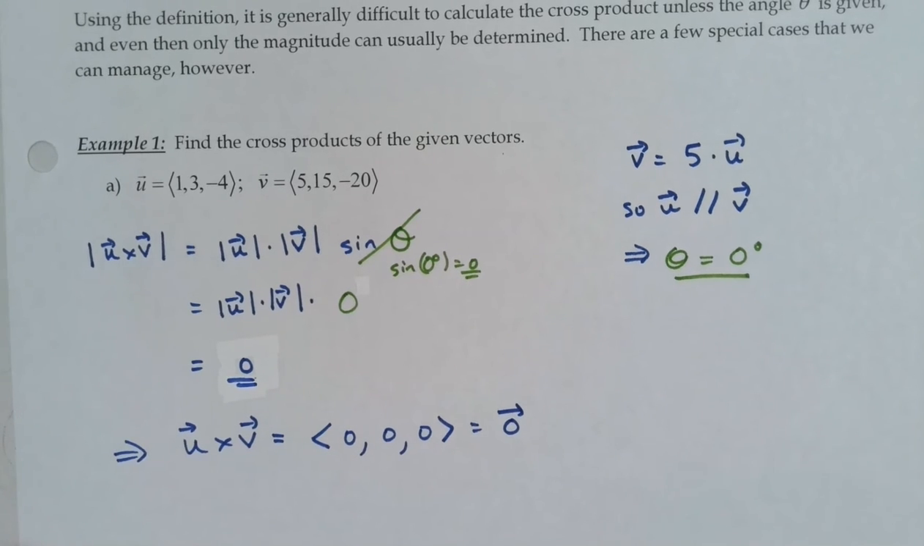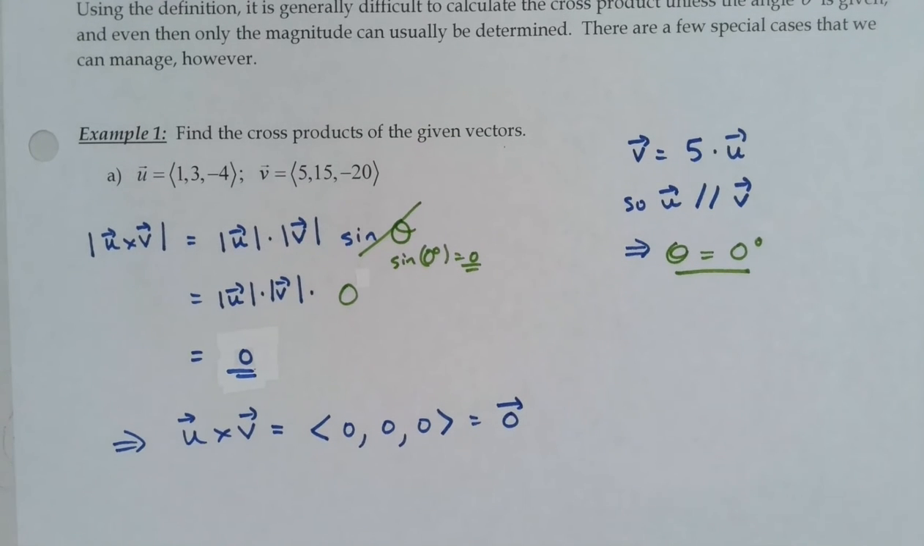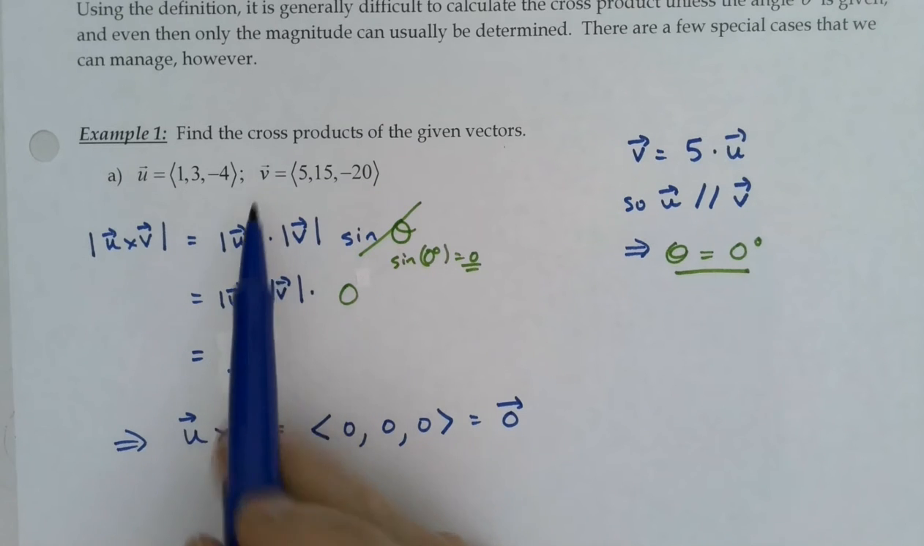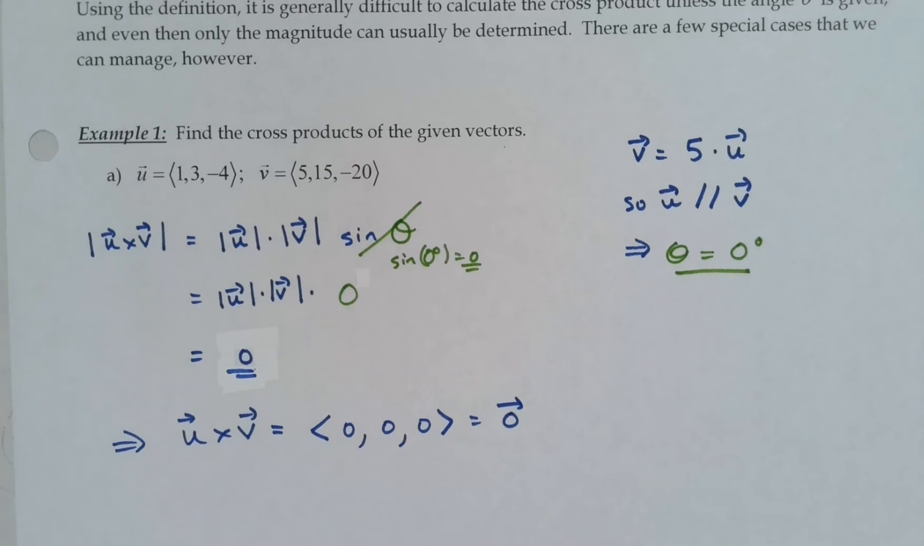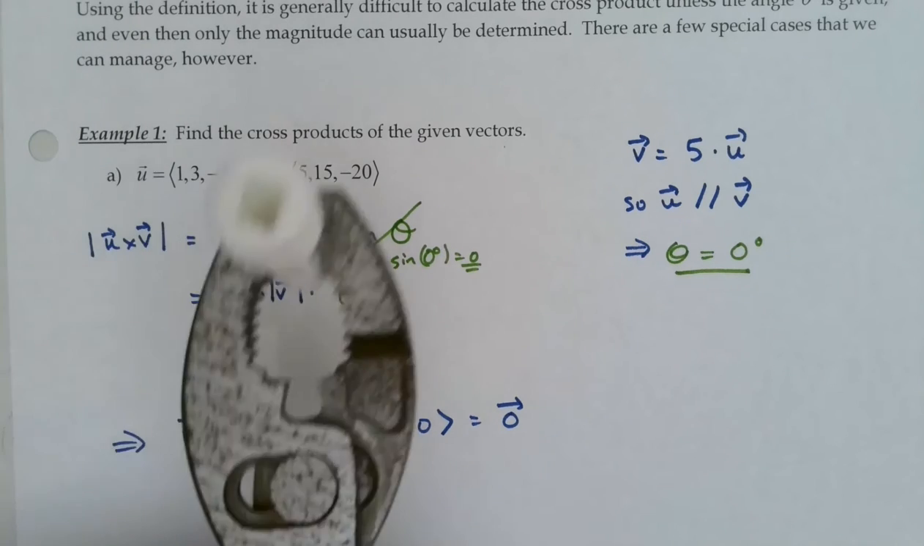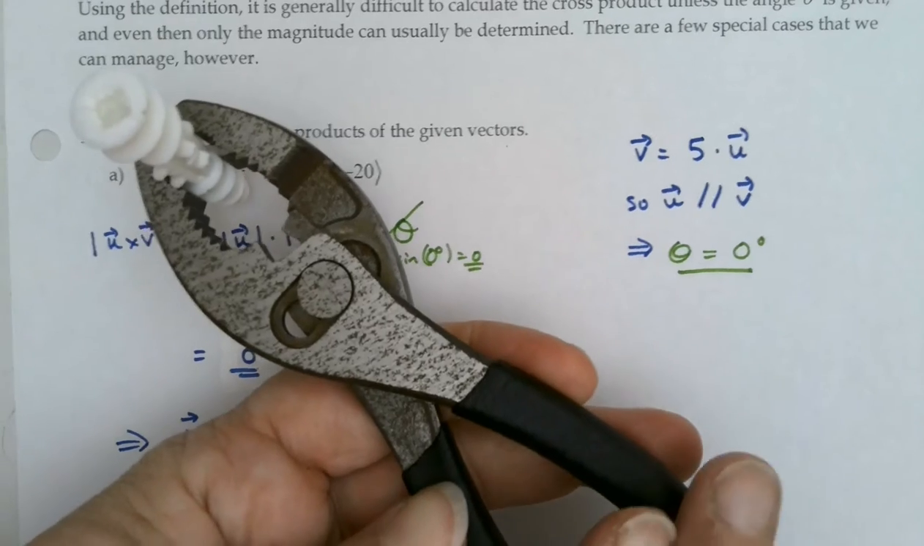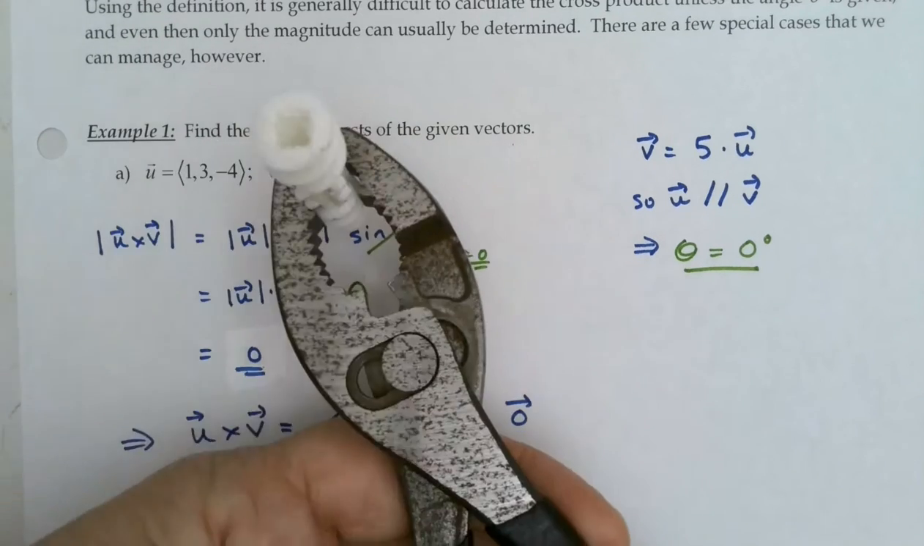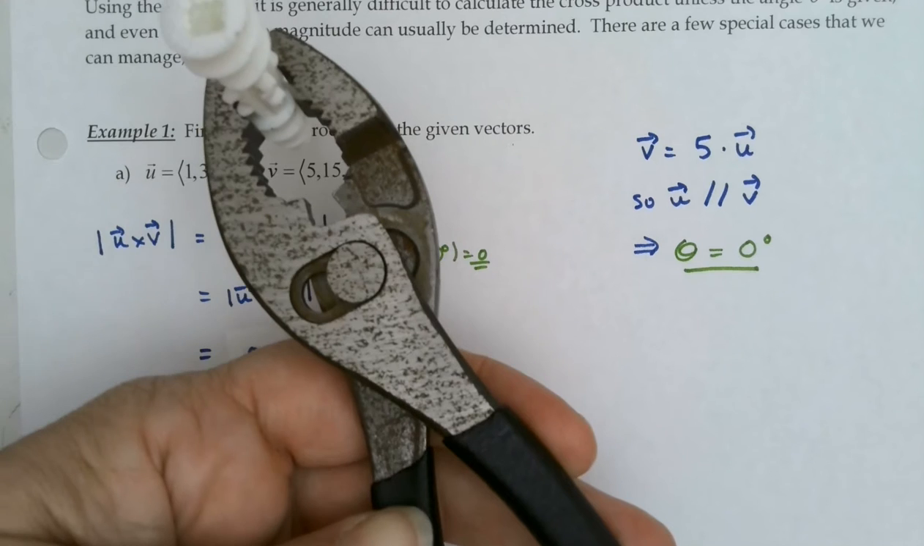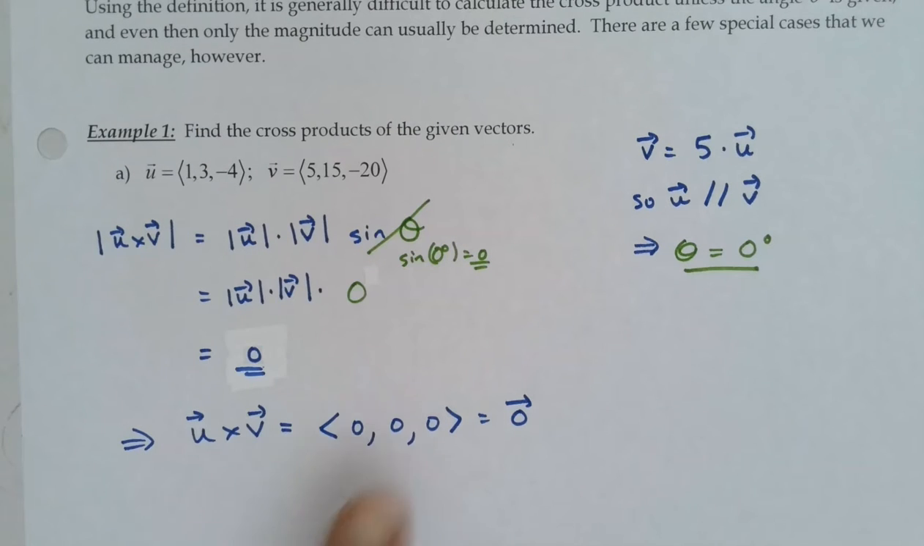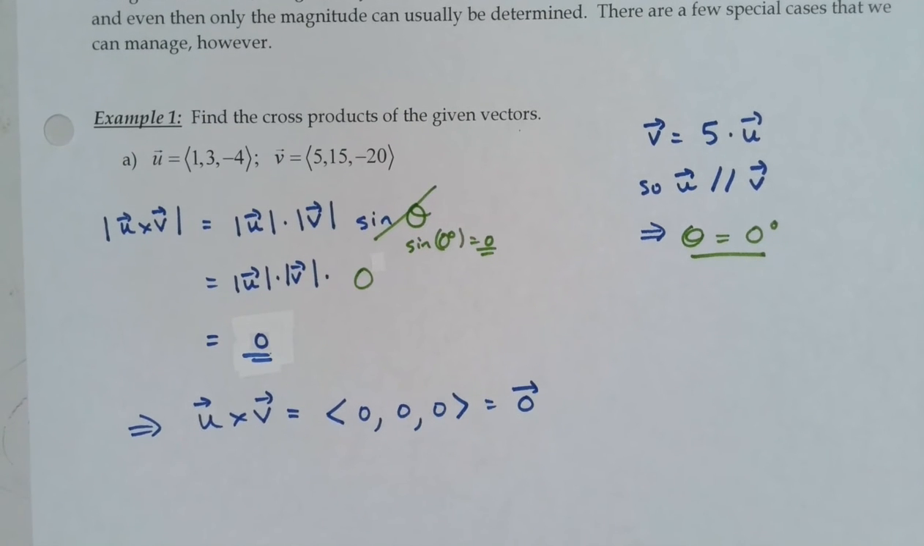Which makes a certain kind of sense. I mean, think about it in terms of physics. If u and v are the same, that means that the radius and the force are actually together. So instead of twisting on my wrench, I'd be pushing it, which wouldn't do anything to the bolt at all. It's not going to help anything. So that's no good. So it's the 0 vector because you're not twisting at all.